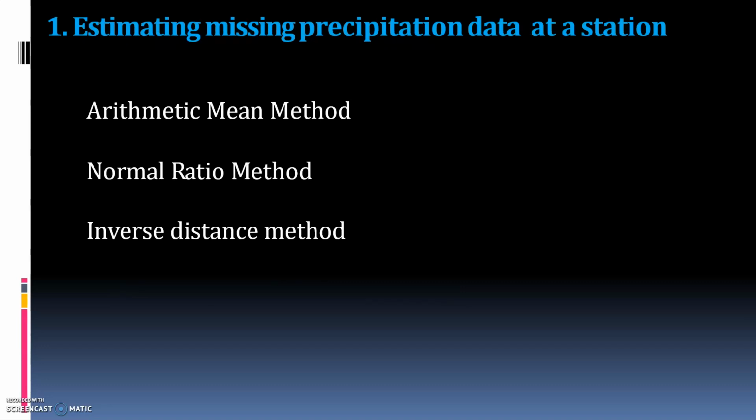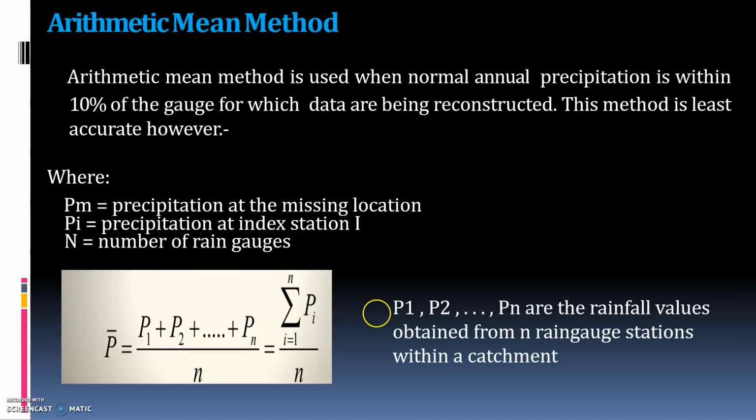Sometimes it may not be possible to measure the rainfall at a particular measuring station due to the absence of the observer or instrument failure or any other reason. In that case, the prediction of the missing data can be made with the help of available data of nearby measuring stations using the following methods. The first one is the arithmetic mean method, second one is normal ratio method, and third one is inverse distance method. Let us discuss about the arithmetic mean method.